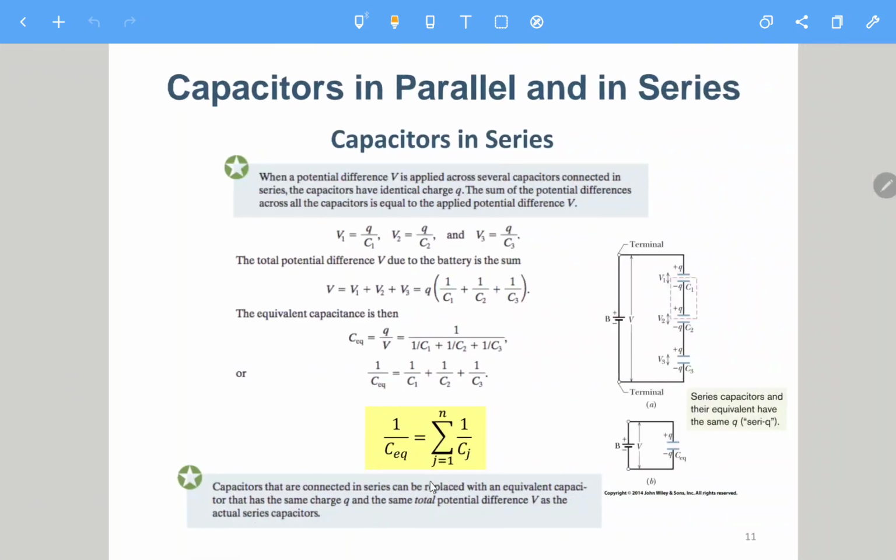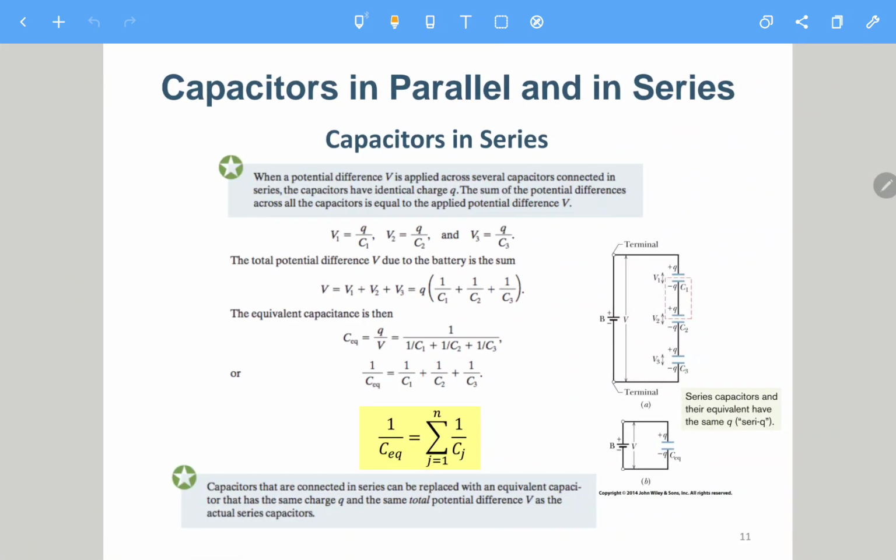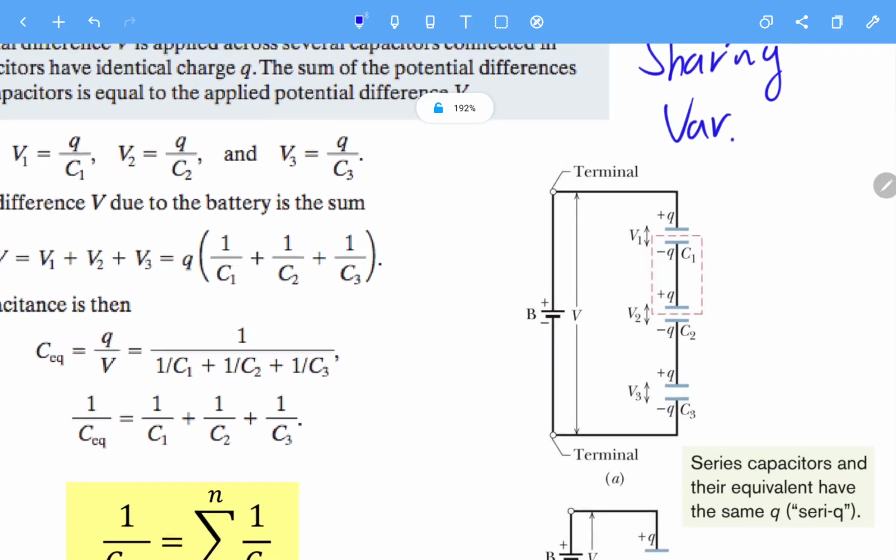It is easy. For the next case, it will be capacitance in series. So this is 串联. Just now I also mentioned Q, C, V. C cannot be shared. For series, Q is the sharing variable.